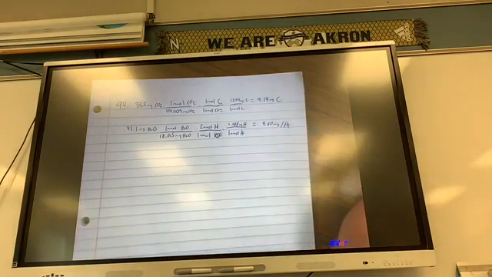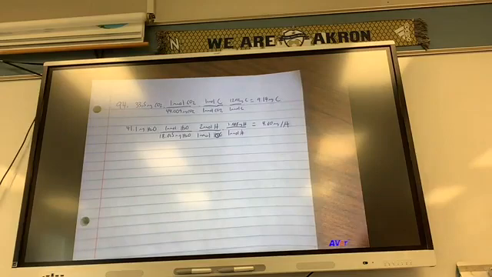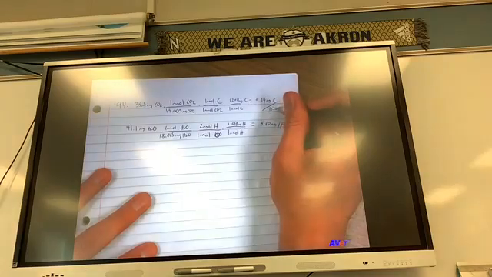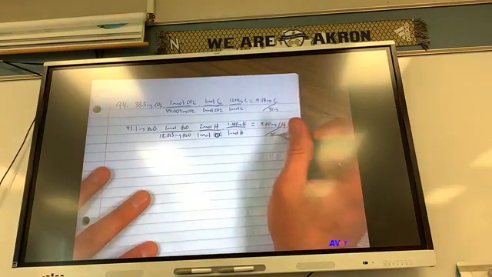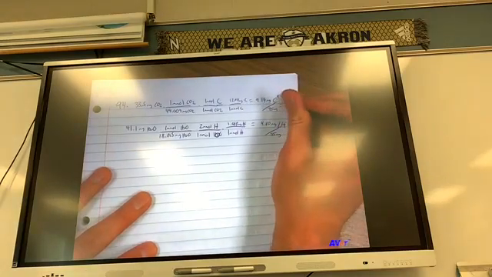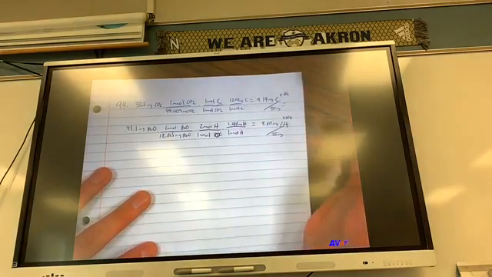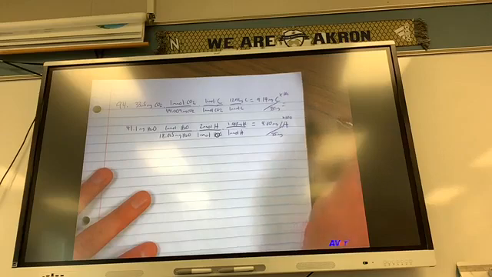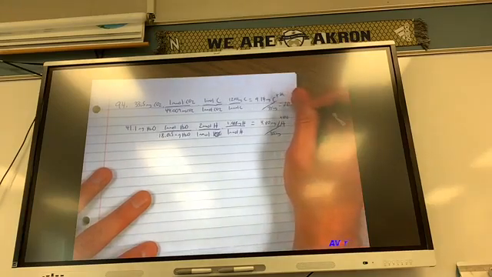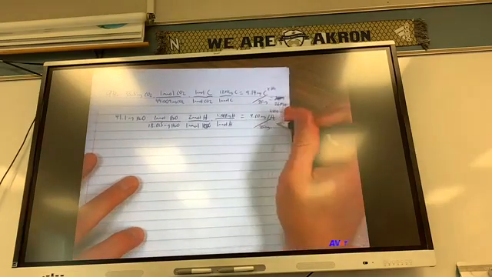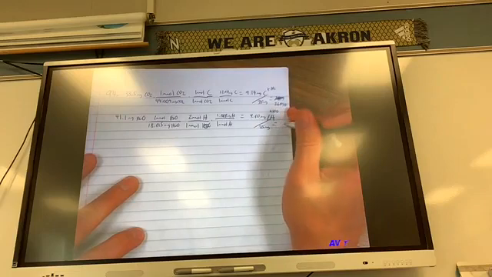Now, I have to divide those by the total. The total they gave me was 35, right? So divided by 35 milligrams, times 100 to get your percent. So for carbon, I got 26.1%. Ooh, that's really bad. For hydrogen, I got 13.1%.